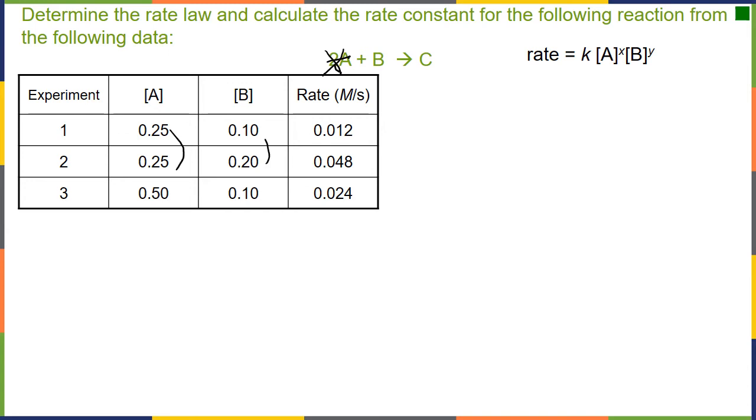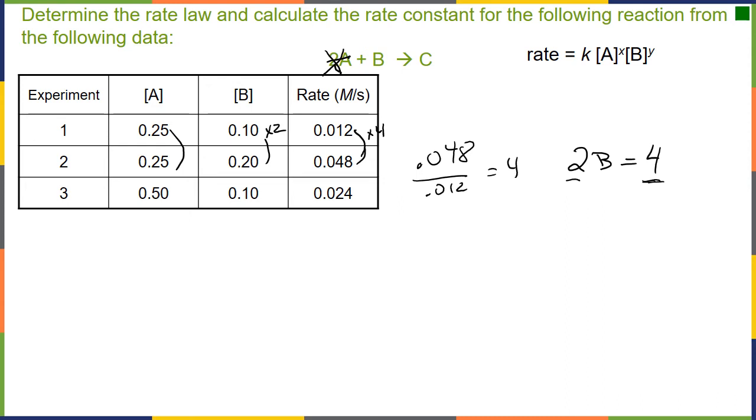Here, if we hold A constant and change B, we know B goes up by 2, and the rate is going to go up by a factor of 4. And you know this because 0.048 over 0.012 is equal to 4. Well, what does this tell us? This tells us that 2 times B is going to be a total of 4, which is the same as 2 squared. And if we change this by 2 and quadruple it, then what we're going to say is that our order with respect to B is B squared.